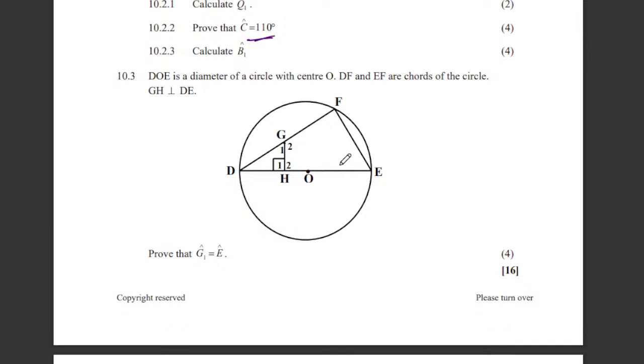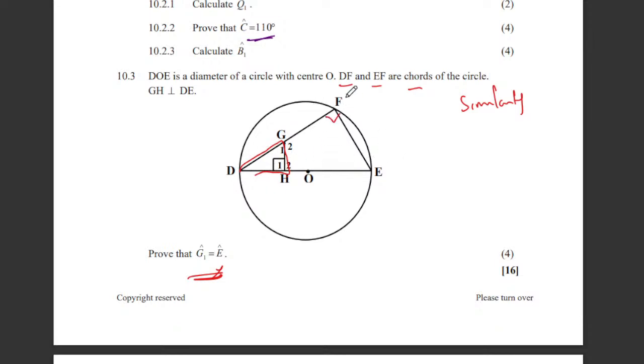Then 10.3, DO is a diameter, DF is this, and EE are chords. They're telling us GH is perpendicular. Okay, there's a 90 there. Can you prove that G1 is the same as E? So in this case, you need to prove similarity. Okay, so which triangles are you focusing on? We're looking at this small triangle and then the macro triangle.